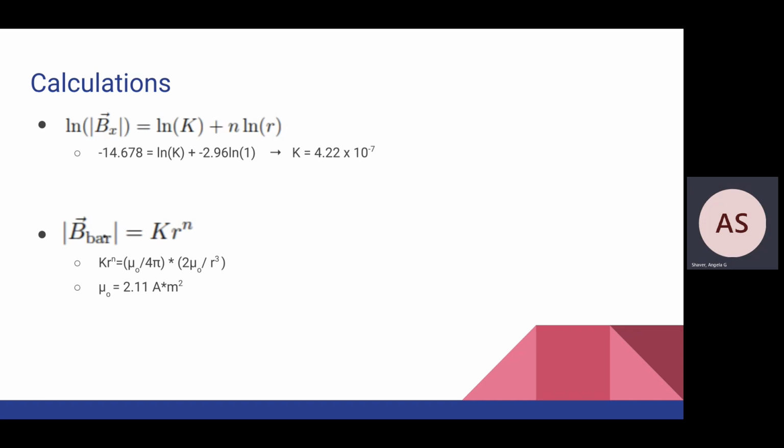Some calculations to define the magnetic dipole moment were that I got this top value from the y-intercept of that graph a few slides ago, and then I was able to find the k value from there and then plug it into the formula shown at the bottom. From there, I was able to find the dipole moment is 2.11 amp meters squared.